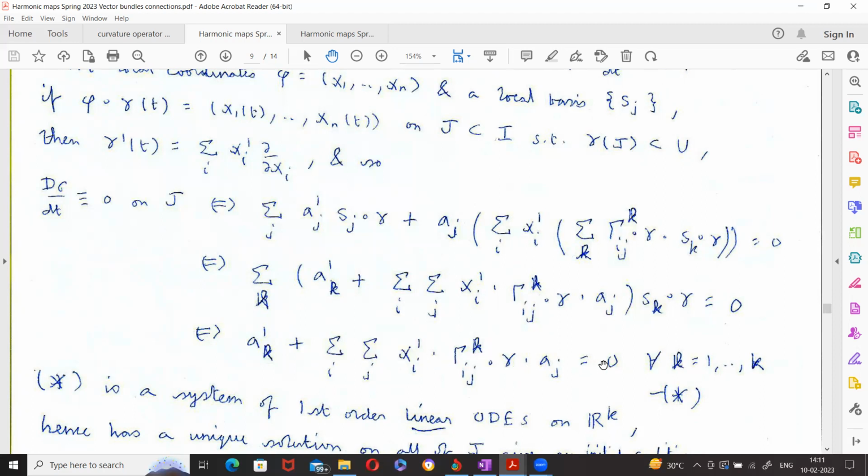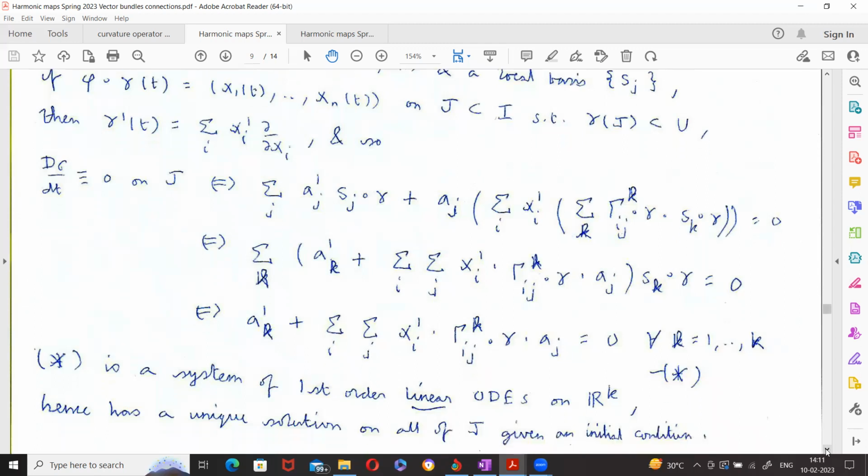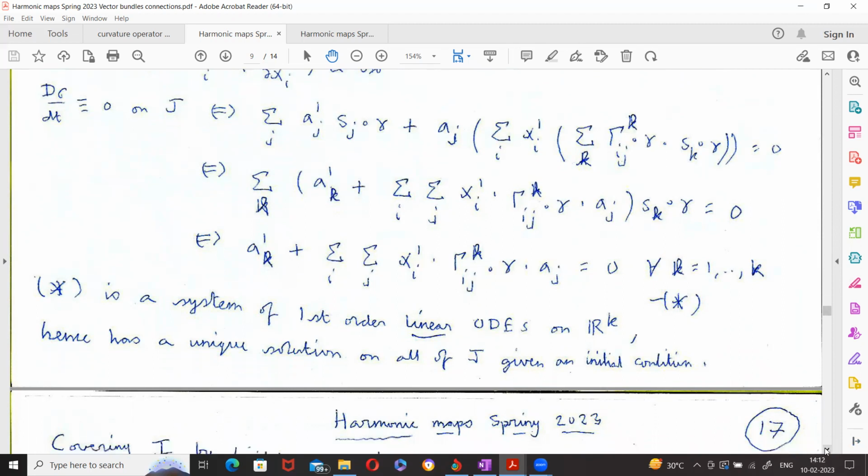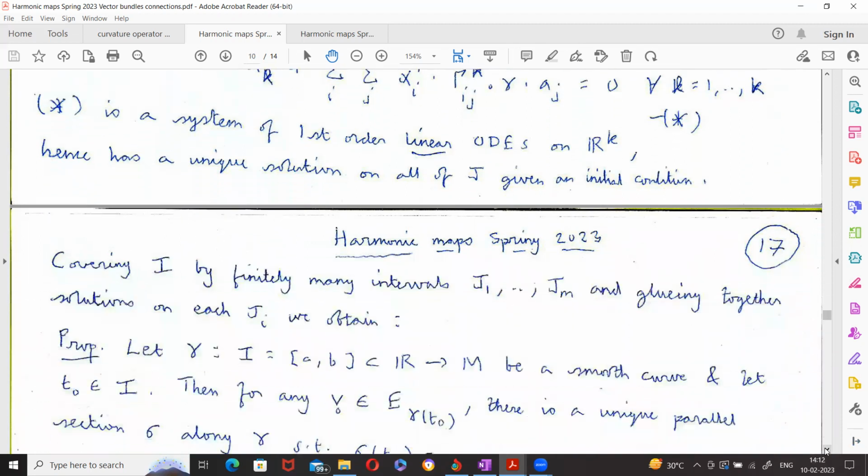So this is a system of first order linear ODEs on Rk. This is a system of first order linear ODEs in a1 to ak, which are the coefficients of my section. And therefore, this has a unique solution on all of the interval of definition, given any initial condition. Okay.